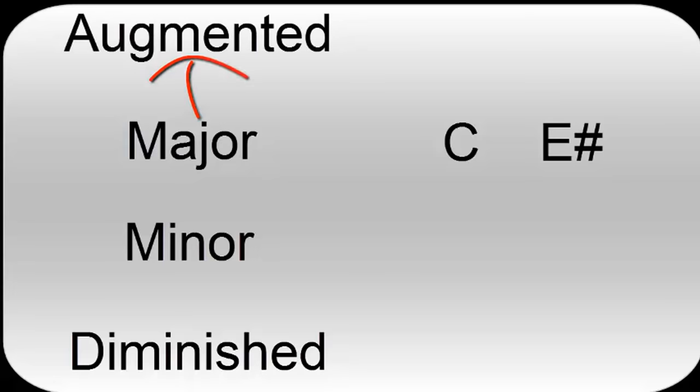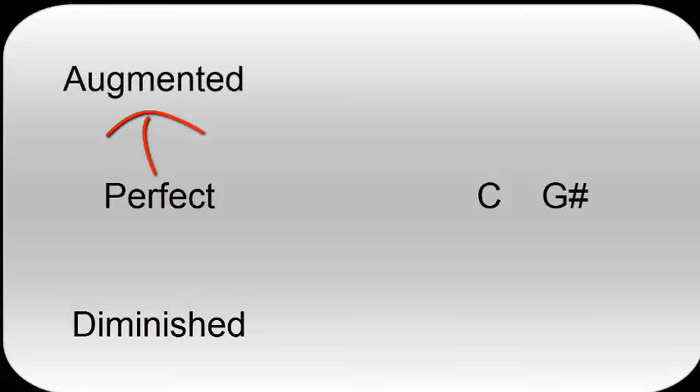Let's go the other way with this interval. C to E, our major third. Well, if you make that an E sharp, and yes, I know that's silly because that's really an F, but make it an E sharp, we now have an augmented third. So looking at the logic of this, major, a half step larger, will make it augmented. A half step smaller will make it minor. And a half step smaller further will make it diminished.